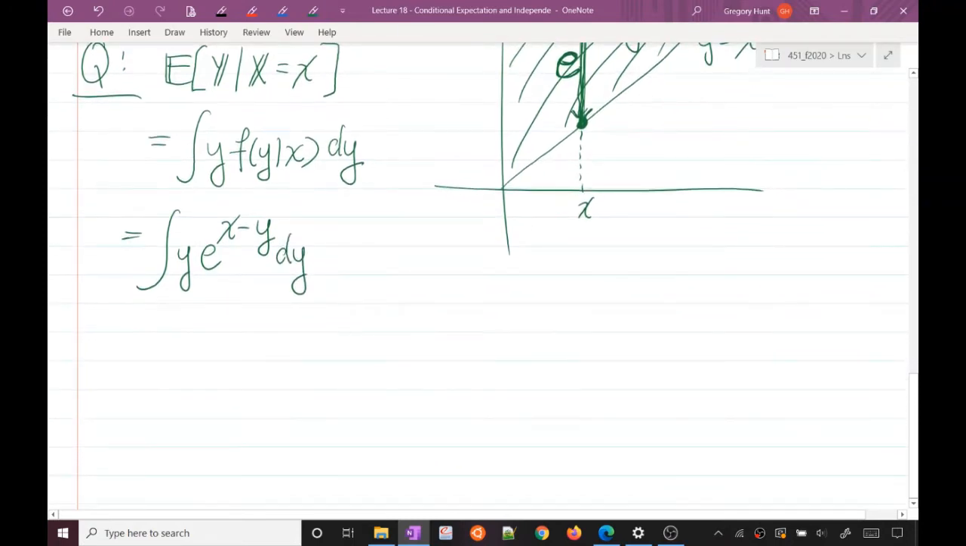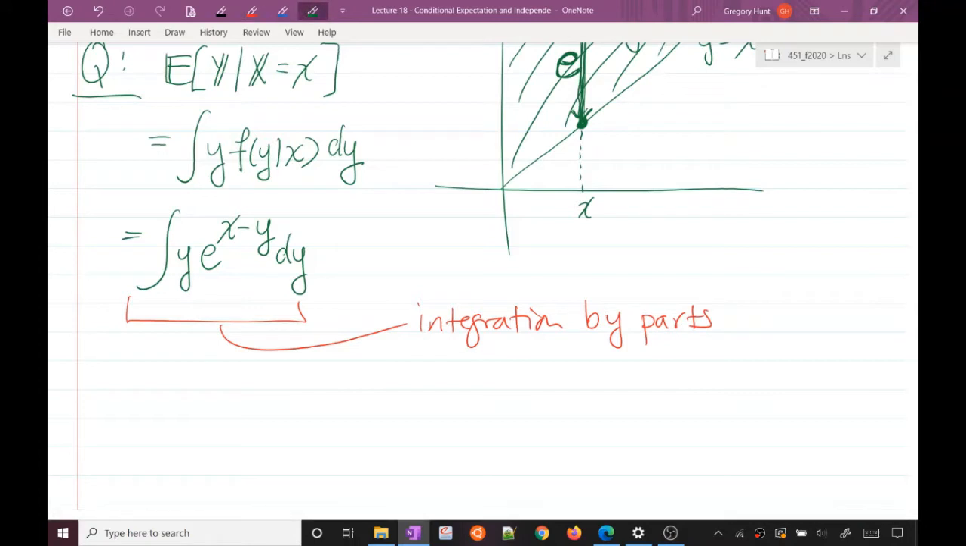I'm not going to do all the details here. I'll give you the hint that maybe you can solve this directly with integration by parts. And so this is kind of a Calc 2 problem. Turns out you get 1 plus x.